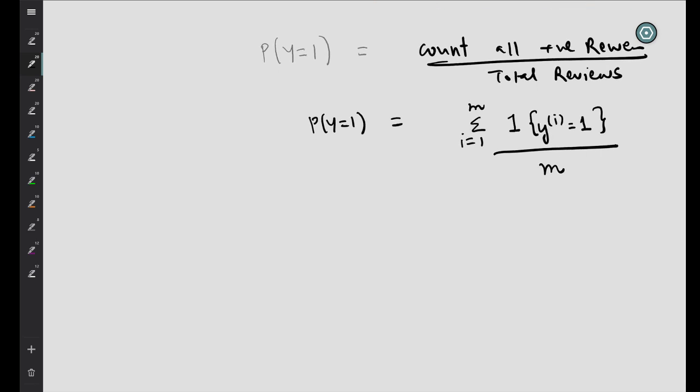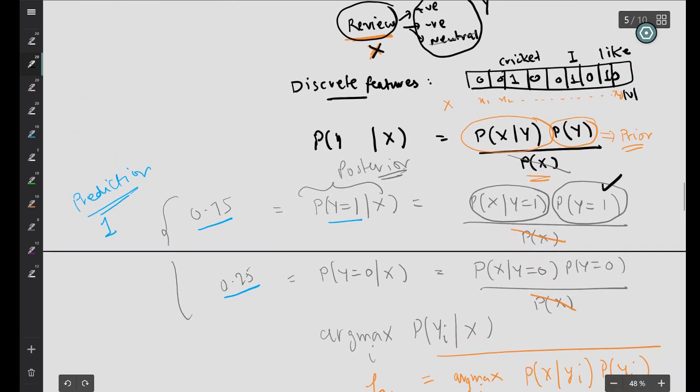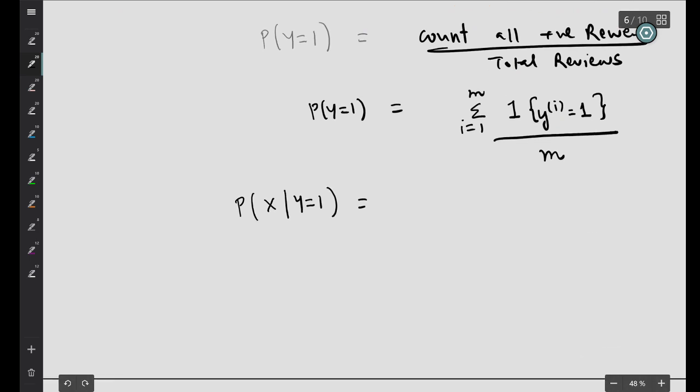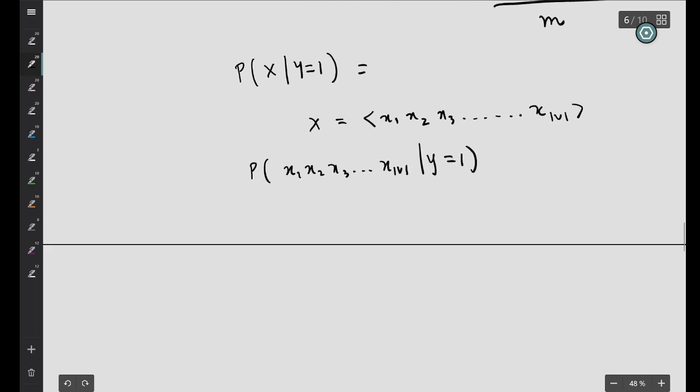Now we want to compute the probability p of x given y equals 1, because in our Bayes theorem we need this value. If we get these two values, then by taking the product we can compute the posterior. Now x has multiple features, and if it is text, then the feature vector is of size mod v. So we have to write p of x1, x2, x3 up to x of mod v given y equals 1. This is the value we want to compute.